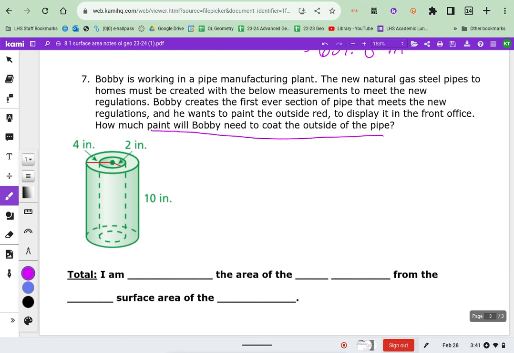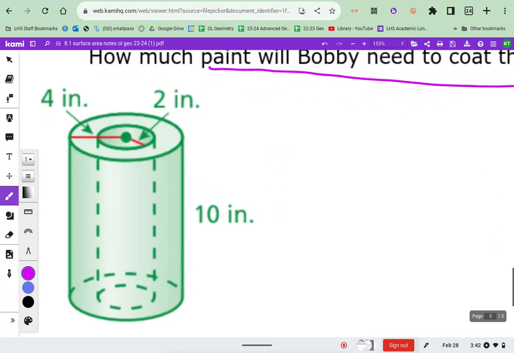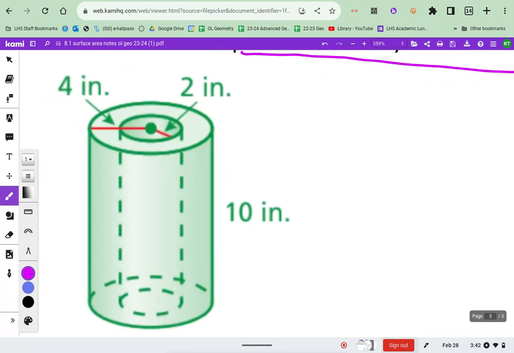So again, if you're trying to like do something to the outside of your shape, that's surface area. So if we're thinking about it here, we don't just need the total surface area of a cylinder. We're going to have to take something away from that. What will we have to subtract from the total surface area of the big cylinder? The base of the top.